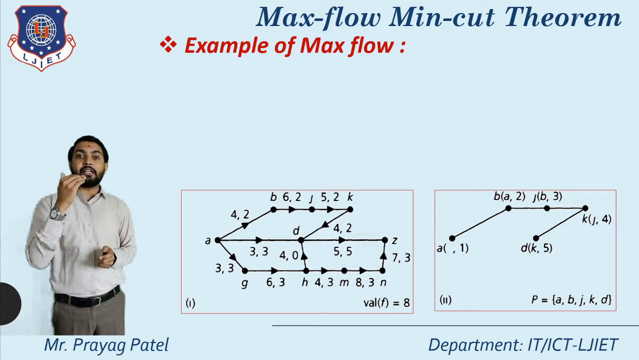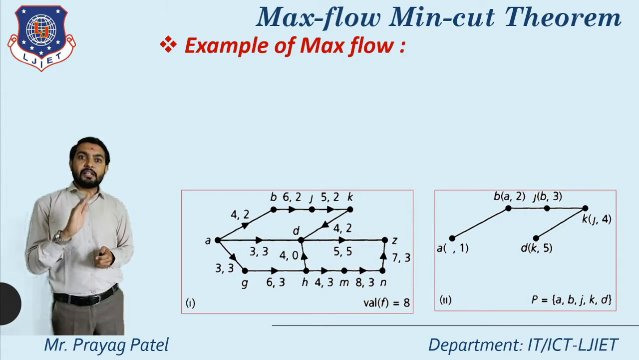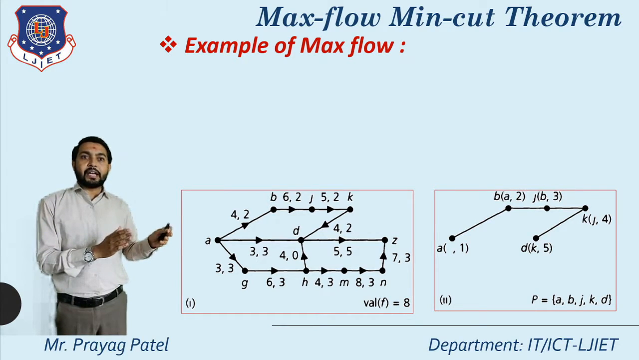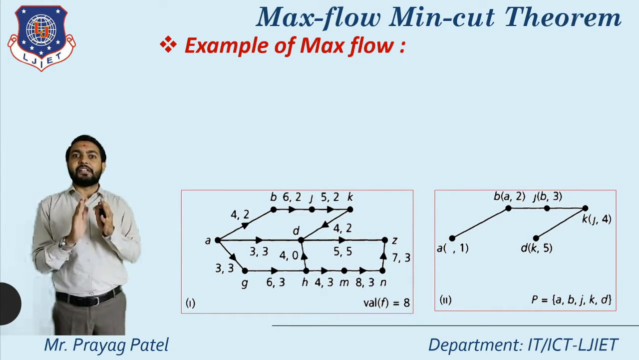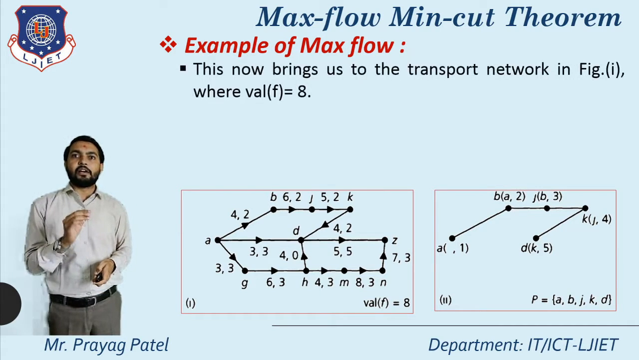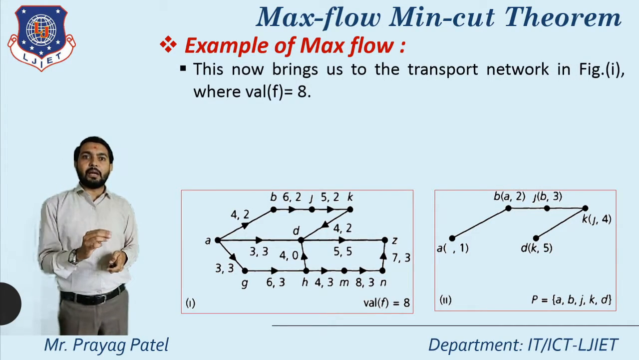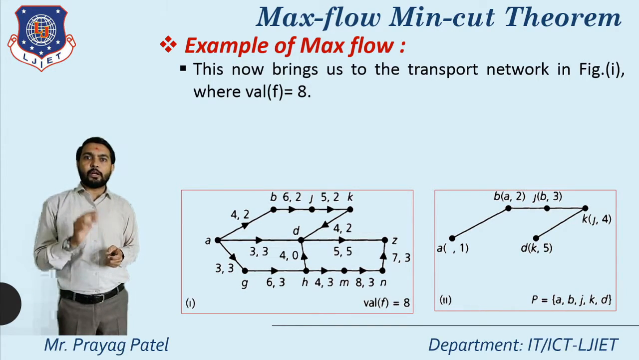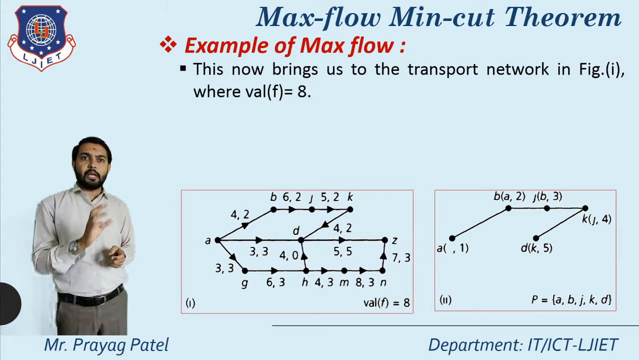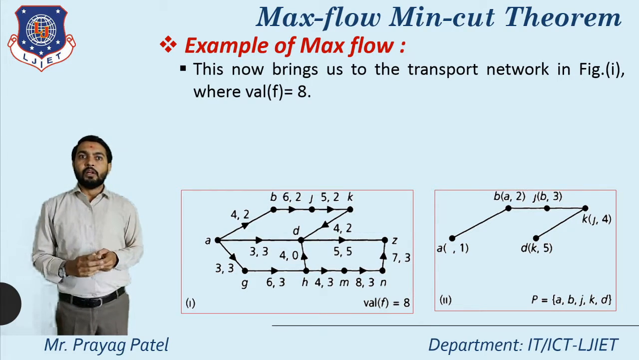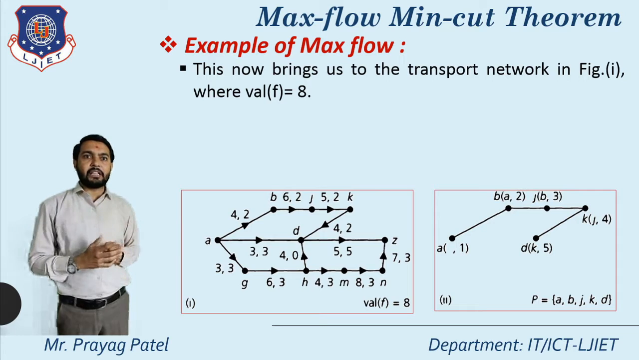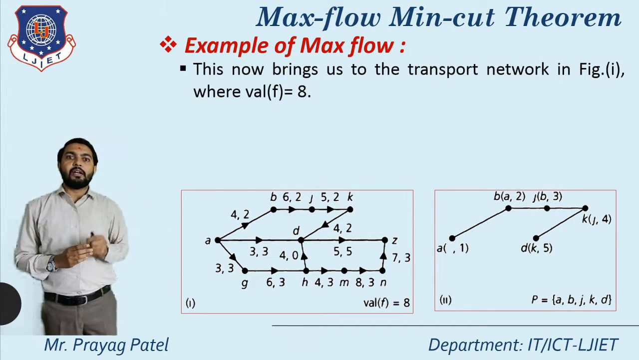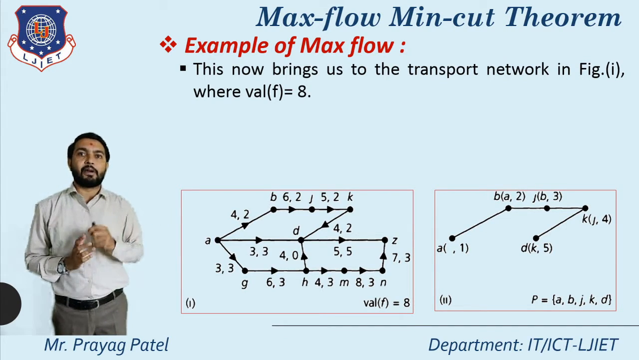Now how can we find the cut? For the cut, once again we start the same process and find the path. If we do not reach the destination point, then we can say that this is a cut. So for that, start the process from A. A is labeled 1. Now the A to B path is possible, A to D and A to G is not possible. So B is labeled A2. Now B to J, J labeled B3. Now J to K, K labeled J4. Now K to D, D labeled K5.